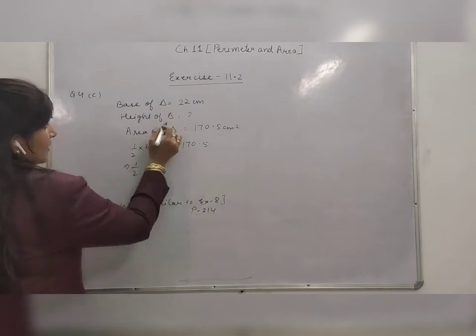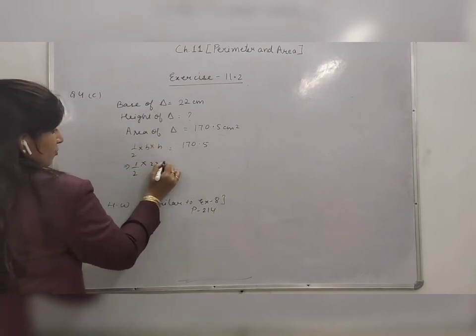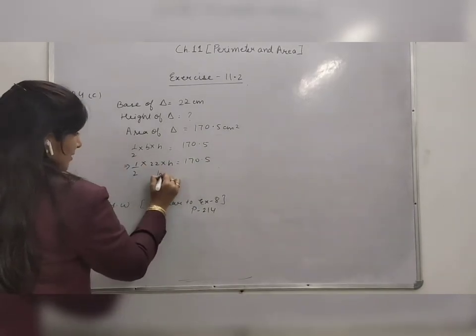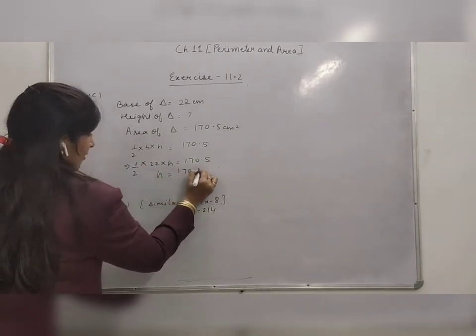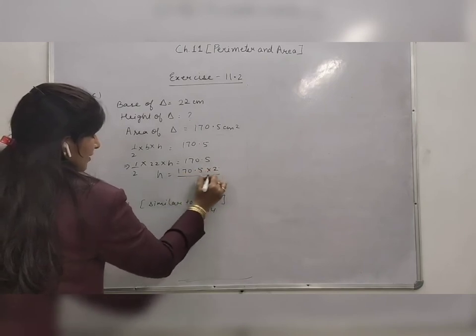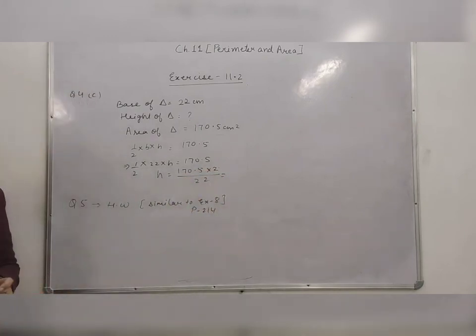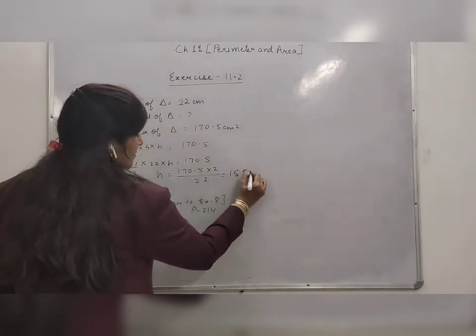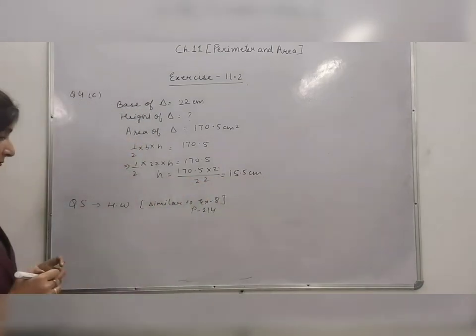Now putting the base value here, 22 into height is equal to 170.5. So h equals 170.5 multiplied by 2 divided by 22. That we need to solve. After solving, we will get the result as 15.5 centimeter. That you can solve yourself.